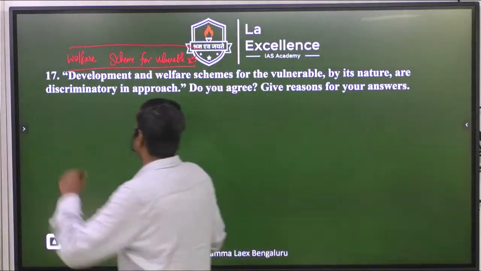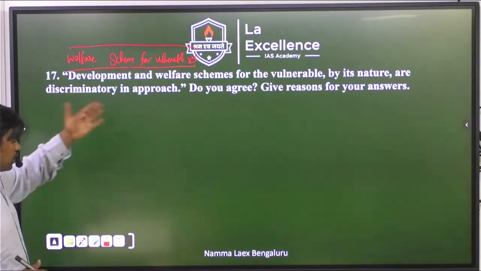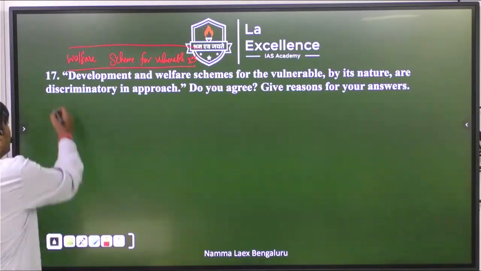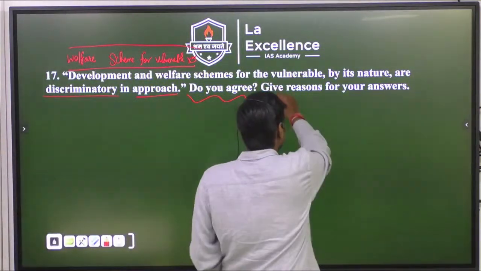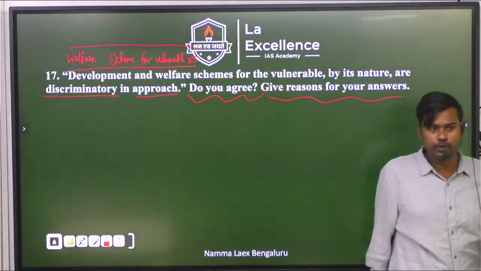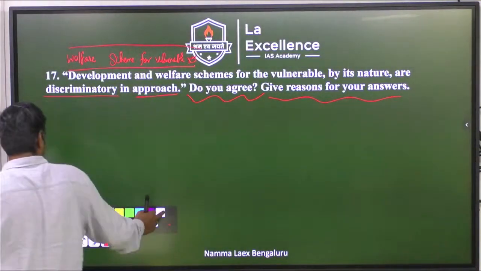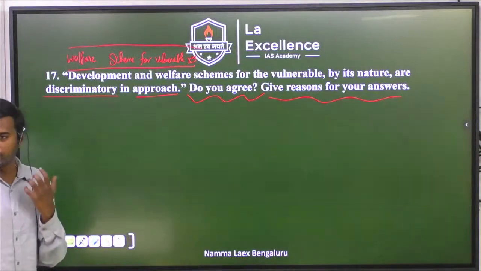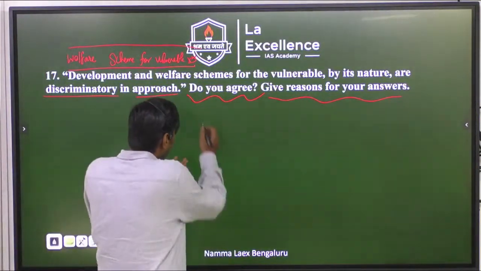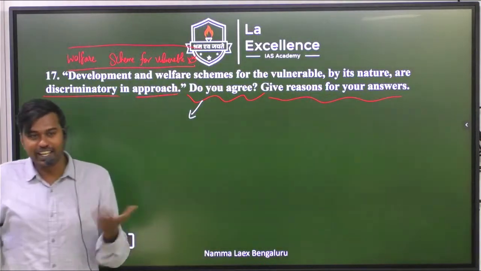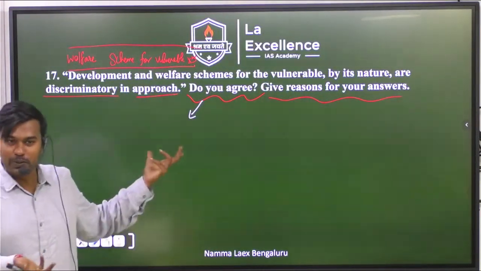Now, coming to this question: development and welfare schemes for the vulnerable, by their nature, are discriminatory in approach. Do you agree? And also they are asking you to give reasons. The question is very clear. They are trying to ask you something, and you should give respect to the examiner. Do you agree? Yes sir, I agree. No sir, I don't agree. You should say something.